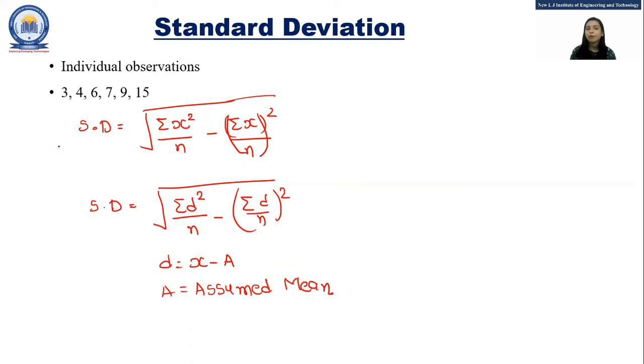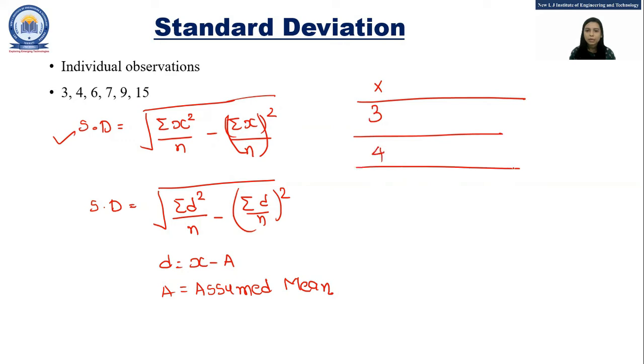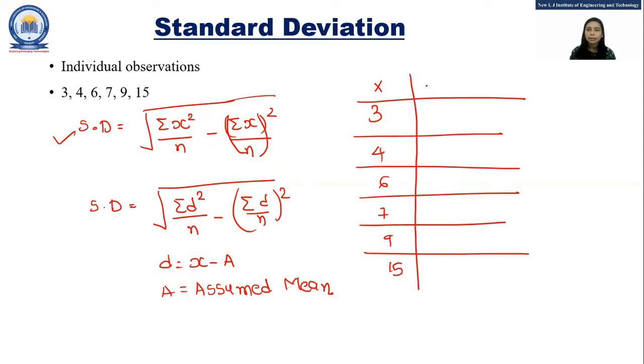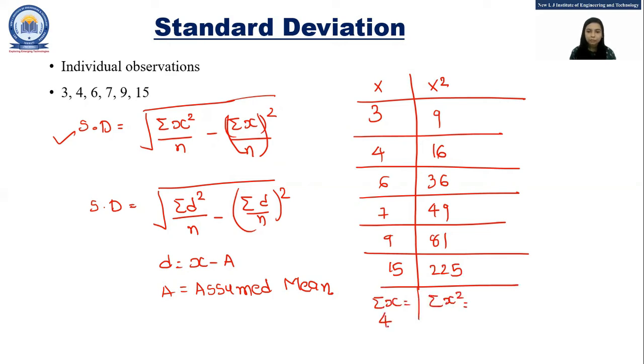Over here, I'm following the direct method. For that, the x is given, that is 3, 4, 6, 7, 9, and 15. And we can write x square as 9, 16, 36, 49, 81, and 225. So we can find the value of sigma x and sigma x square. Sigma x is equal to 44 and sigma x square is equal to 416.